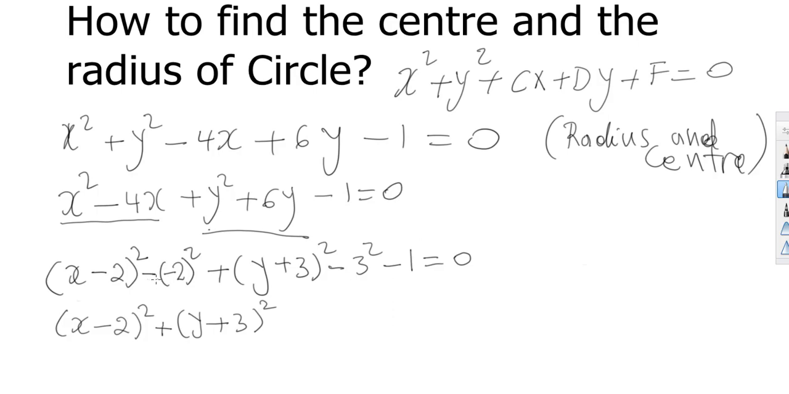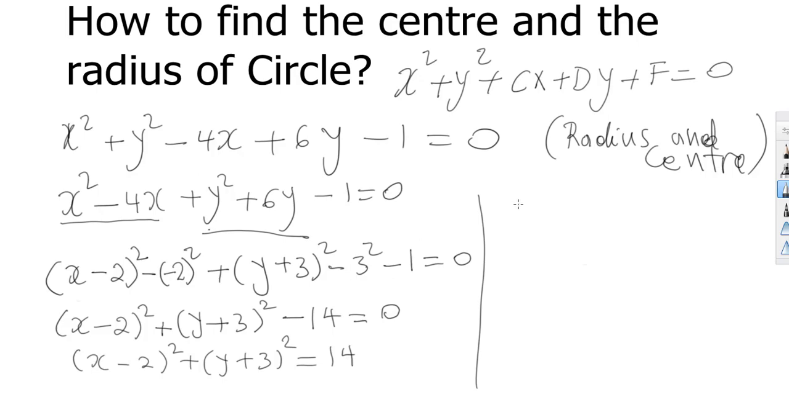So minus 2 squared will be 4, minus 3 squared will be 9, and then minus 1. So we have a minus 4 minus 9 minus 1, so here will be minus 14. Okay, here will be 14. So therefore you transpose this here, okay?